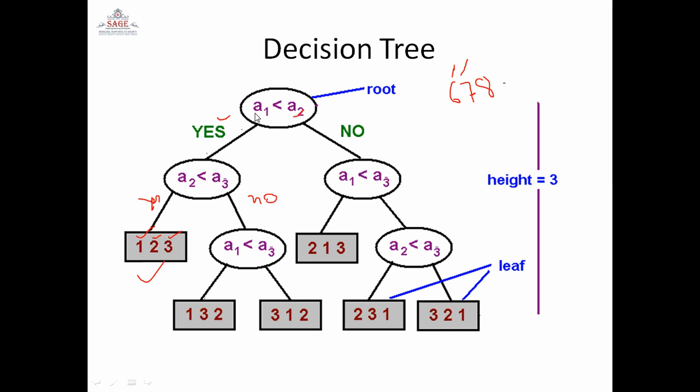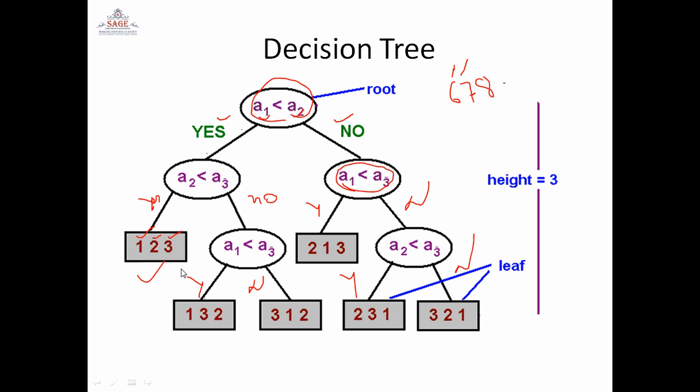So by having this condition, for each node, see, if A1 is lesser than A2, and the condition is false, it means A1 is greater than A2. So we are going to check this A1 with what? A3. So we are going to check this A1 with A3. Again we have condition yes, again no, again yes, again no, yes, no. Okay.